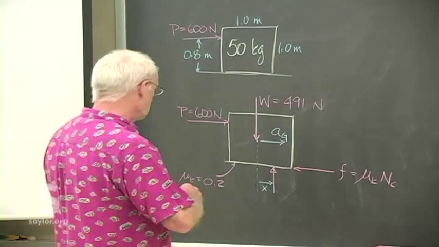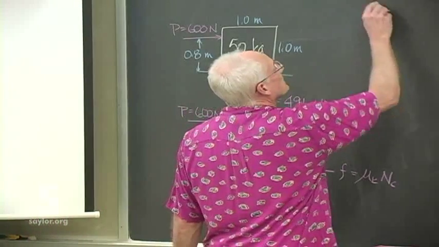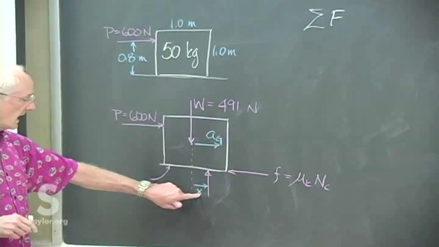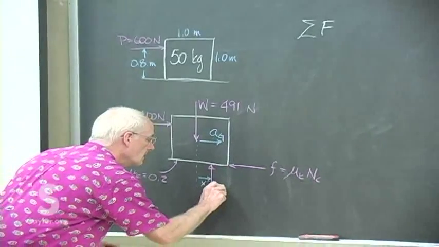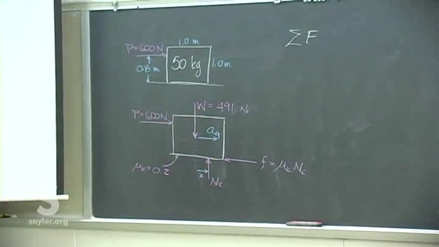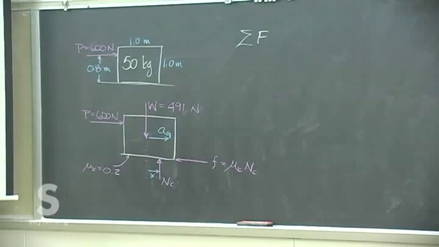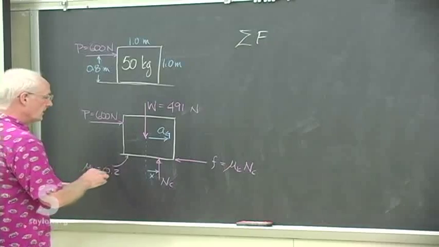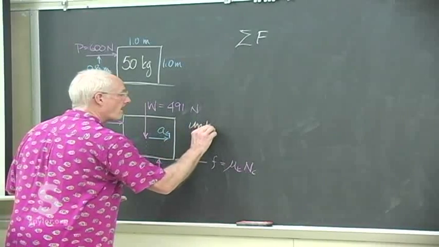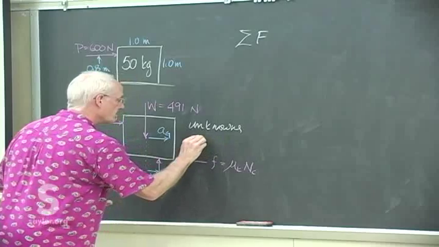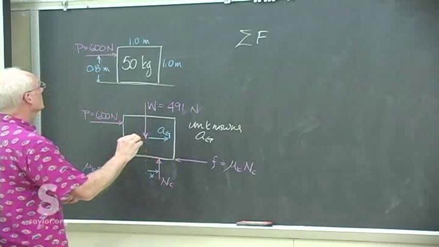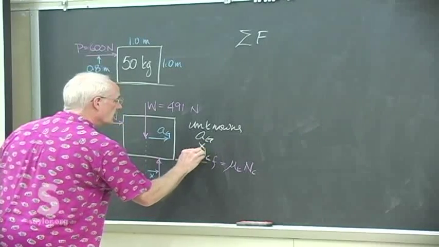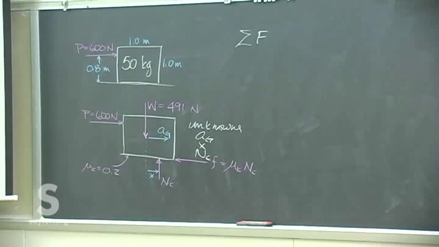Okay, so we can sum the forces. What do we have for unknowns? AG, X, well, this is NC, by the way. AG is unknown, NC is unknown, and X. So we have three unknowns. AG, which we're looking for. We want to find the acceleration without tipping. We don't know X, and we don't know NC. So we're going to need three equations.